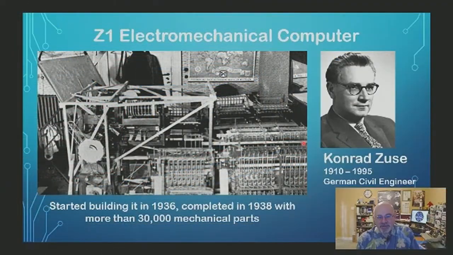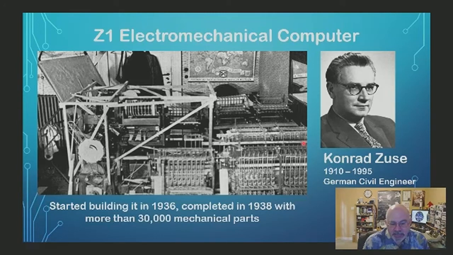So we saw how the relays work. So let's go and talk about how relay computers started. In 1936, a German engineer, his name was Konrad Zuse, started putting together one of the earliest electromechanical computers using mechanical parts and switches, like the relays. So he started building this in 1936. It took him 2 years to complete the first version, and it had more than 30,000 mechanical parts. It was called the C1 relay computer.